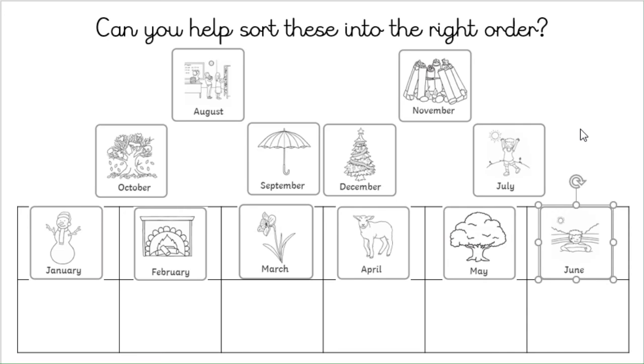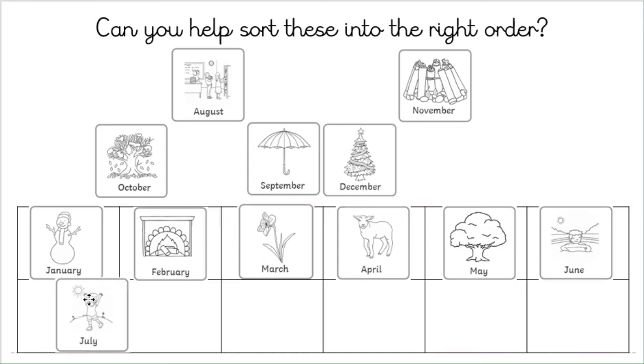Now, what comes next? It's still summer. It's really nice and warm. And you might want to go outside and play in your garden. Yes, so the next month is July. Well done. See if you can point to them quicker than I can get them. So let's start from the beginning. January, February, March, April, May, June, July.